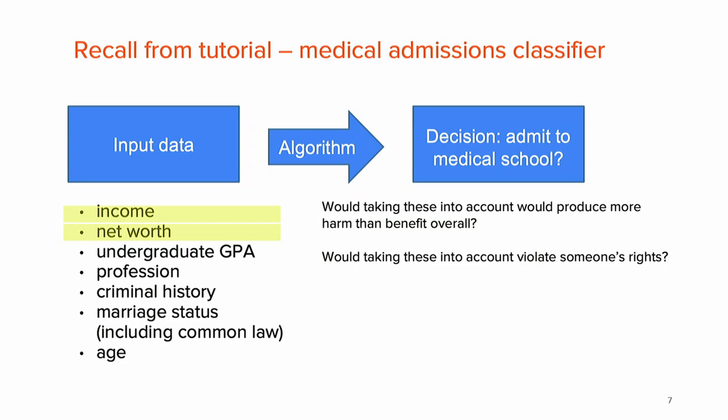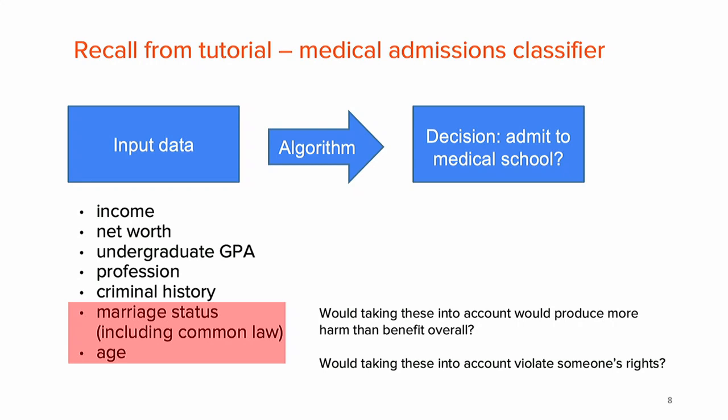But then, much more iffy, you probably found some reasons to think that income and net worth weren't appropriate things to take into account. And there are a couple of different ways that you could capture that. One was simply by thinking about the harms and benefits to the different stakeholders involved. When we think about the prospective medical applicants, some of them are going to be unfairly treated if you use, say, low income as a reason not to admit someone to medical school. You might even see that their rights are violated. You could also take into account the impacts on society as a whole. Maybe society as a whole benefits from having doctors that come from a wide range of income classes.